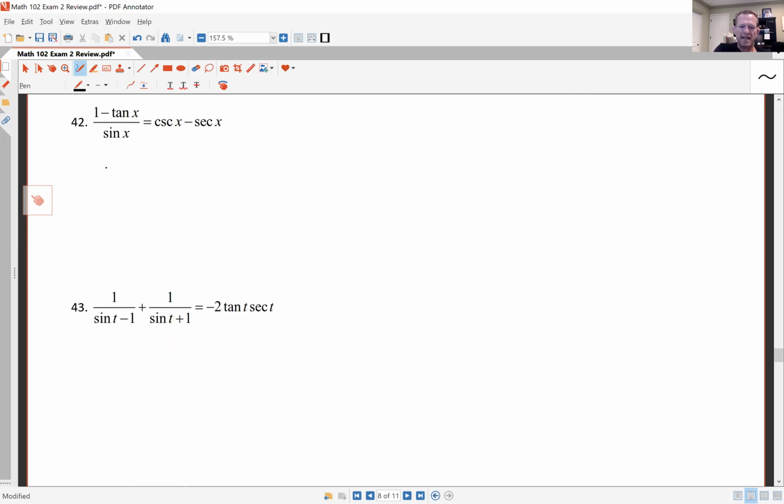One minus tan x divided by sine x, and we want that to be cosecant minus secant. So there's a few things we could do here, but I think one of the most basic things we could do is just split this up, because I'm seeing that they want that to be cosecant for the first term. And if I split this up as 1 over sine x minus tan x divided by sine x, at least I see it right there. That's cosecant x.